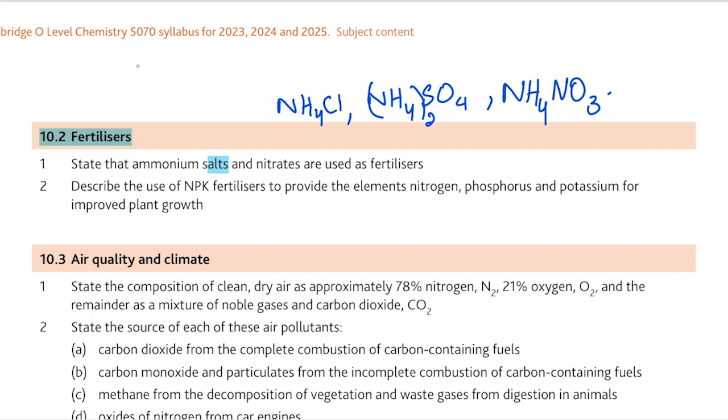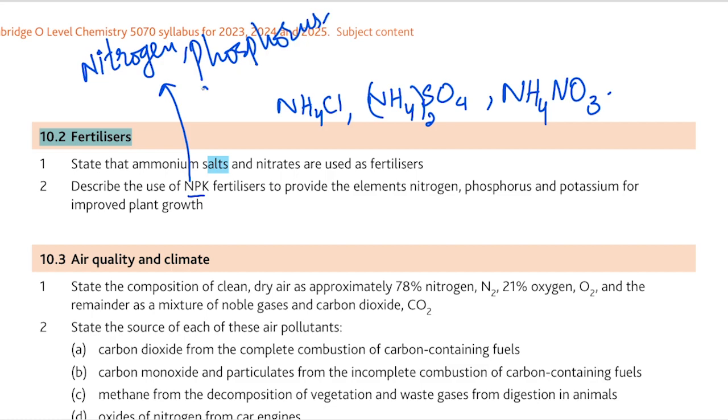So describe the use of NPK fertilizer. What does NPK mean? NPK stands for nitrogen, phosphorus, and potassium. K stands for potassium. To provide the elements nitrogen, phosphorus, and potassium for improved plant growth. So basically, all these are essential for good yield of plant and plant growth. So these are the fertilizers.